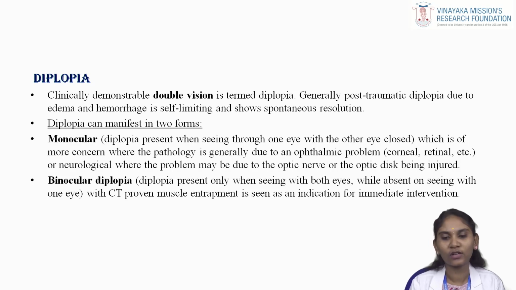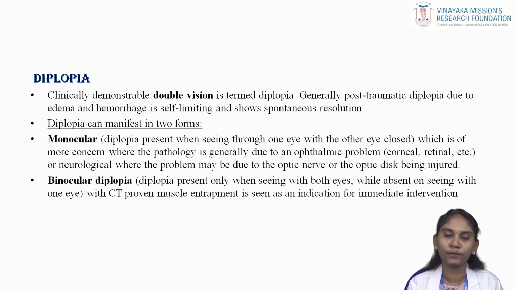So diplopia. What is diplopia? Diplopia is double vision, that's all. Generally, post-traumatic diplopia due to edema and hemorrhage is self-limiting and shows spontaneous resolution. And it is of two types, monocular and binocular. Monocular is when the patient sees through one eye with the other eye closed, which is of more concern when the pathology is generally due to an ophthalmic problem, cornea and retina, or neurological, where the problem may be due to the optic nerve or the optic disc being injured.